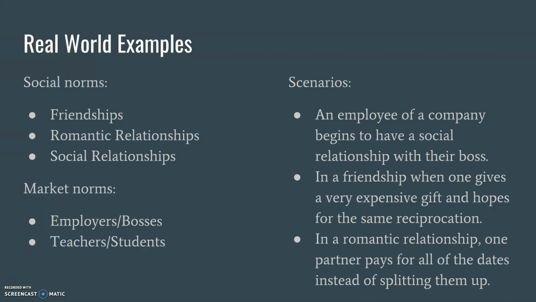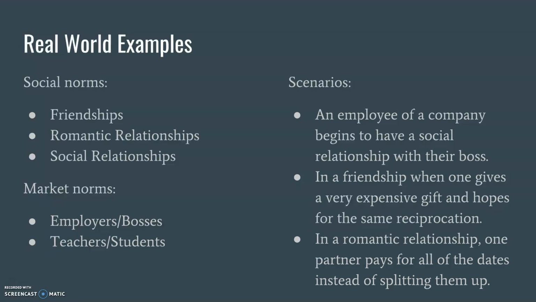Some examples of social norm relationships would be friendships, romantic relationships, and social relationships where there is a less personal relationship. Examples of market norm relationships would be employers and their bosses and teachers and their students. Situations where social and market norms sometimes intertwine would be when a work relationship between a worker and their boss begins to develop characteristics that look more like a friendship or personal relationship than the prior business relationship.